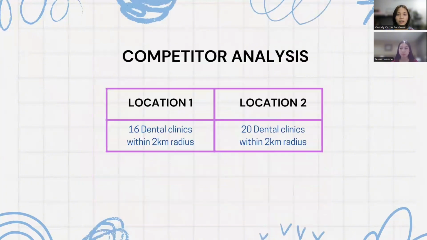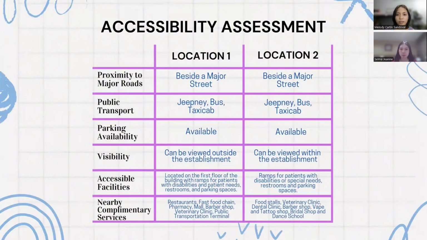Now, for the competitor analysis. For location 1, it has 16 dental clinics within a 2-kilometer radius. For location 2, 20 dental clinics within a 2-kilometer radius. Lastly, we have the accessibility assessment. For the proximity to major roads, both locations are beside a major street. For the public transport, both locations also have jeepney, bus, and taxi cab. And both locations also have available parking.